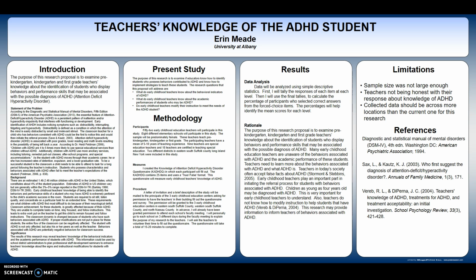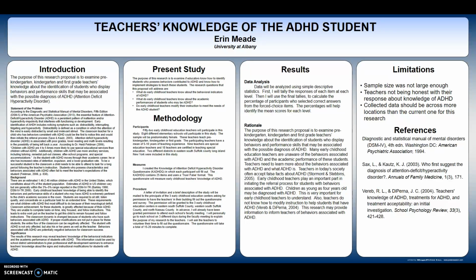Data will be analyzed using simple descriptive statistics. First, I will tally the responses of each item and each level. Then I will use the final tallies to calculate the percentage of participants who selected correct answers from the 4 choice items. The percentages will help identify the mean scores for each level.